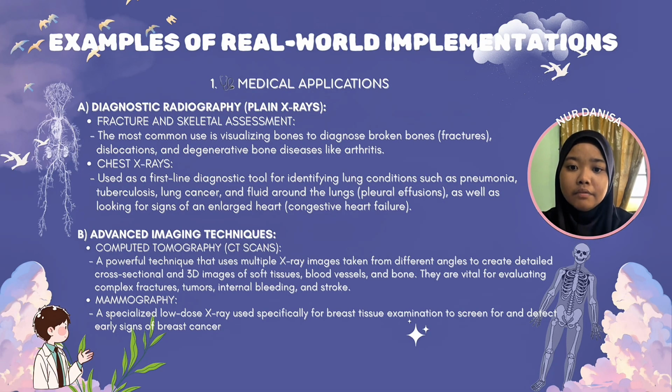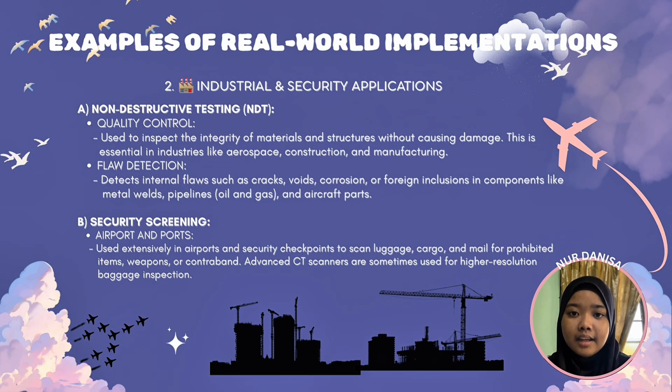Next, we have advanced imaging techniques. One example is the CT scan, which uses multiple X-ray images taken from different angles to create detailed cross-sectional or 3D images. CT scans are useful for detecting tumors, internal bleeding, stroke, and complex fractures. Another example is mammography, which is a low-dose X-ray specifically used to examine breast tissue and detect early signs of breast cancer.